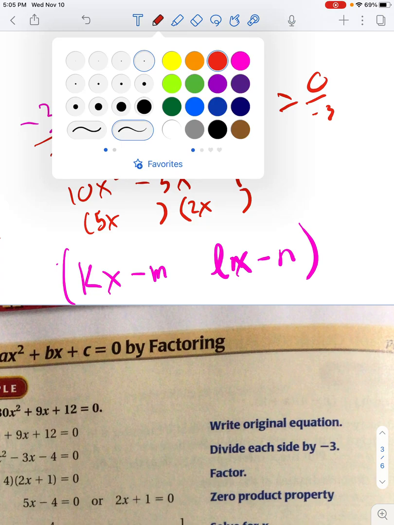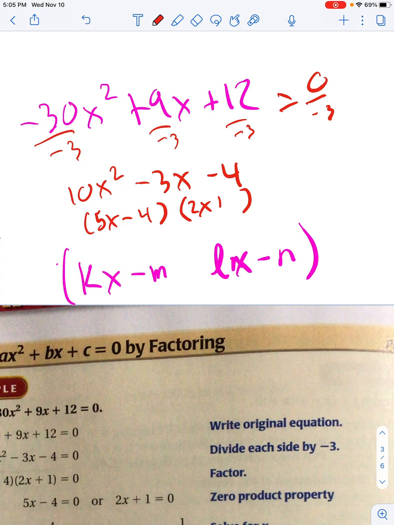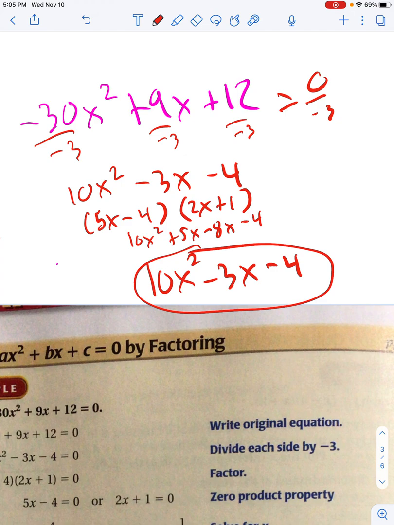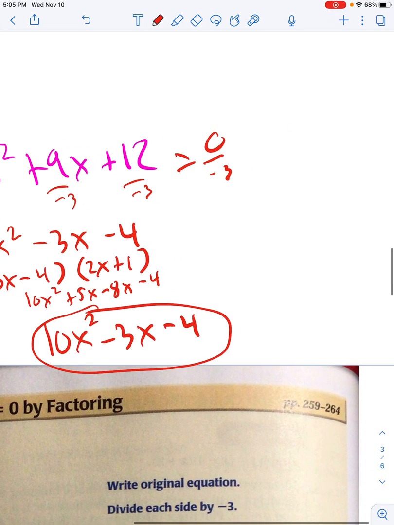Let's try again. Okay, maybe I want to try 1 and 4 this time. So I'm going to say, what if I tried a negative 4 and a positive 1? 5x times 2x is 10x squared. 5x times 1 is 5x. Negative 4 times 2x is negative 8x. Oh, that's looking good, because when I combine like terms, I'm going to get 10x squared, 5 minus 8 is negative 3x, minus 4. That's what I started with.